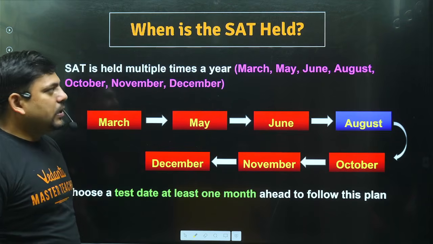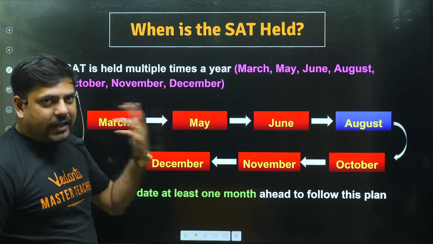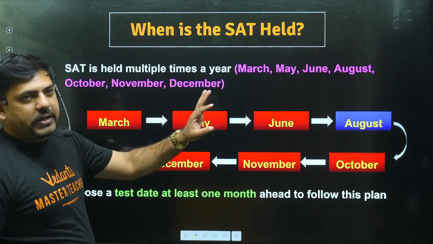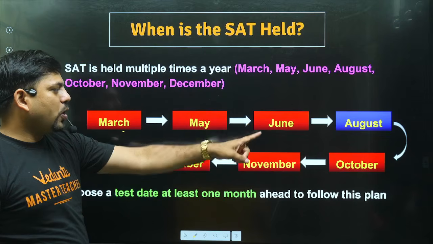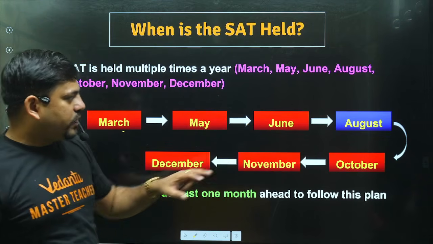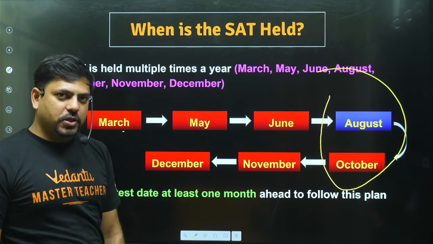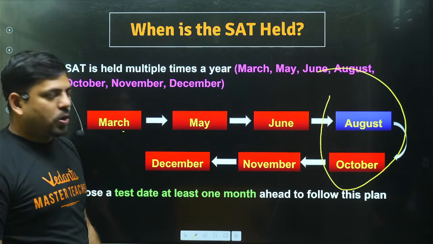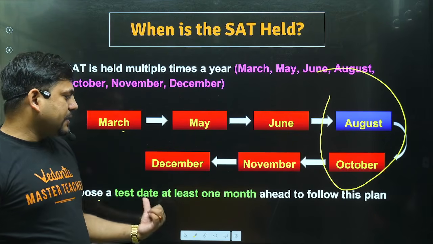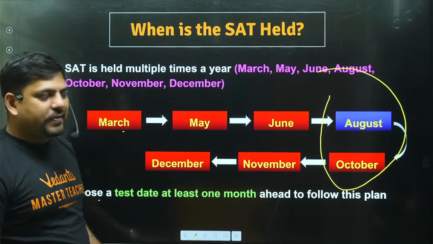Now what is the SAT timeline? So the SAT is held multiple times. It happens in March, May, June, August, October, November and December. So we are targeting right now either October or August. Some of you might be writing this examination in August. Some of you might be writing it in October. Choose a test date at least 1 month away. So you should have that much time at least.